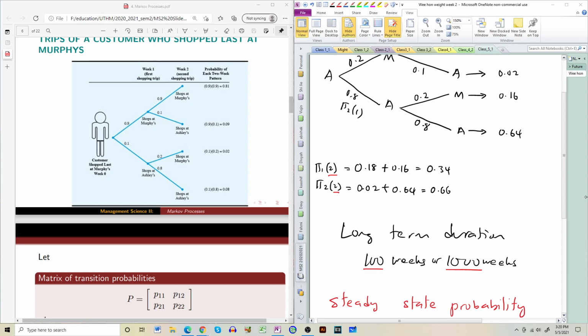So we have seen after 2 weeks, what is the probability a person ends up at Murphy's and Ashley's. Now we're going to see, regardless of time, as long as it is a very long time in the future, what is the probability a person will end up at Murphy's or Ashley's after a long time, and that probability is known as steady state probability.